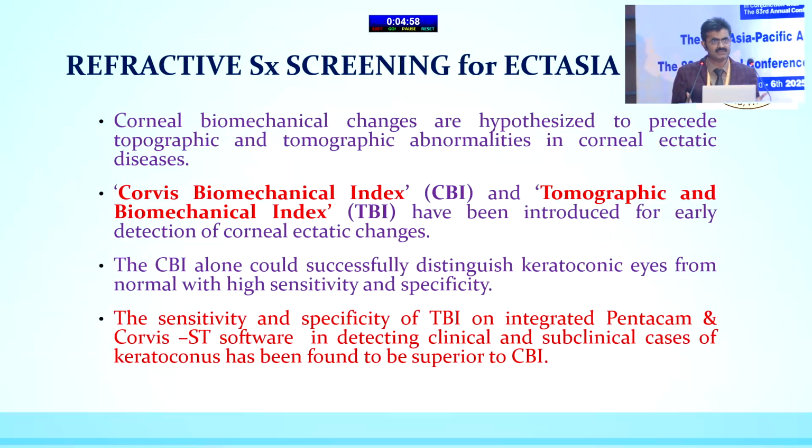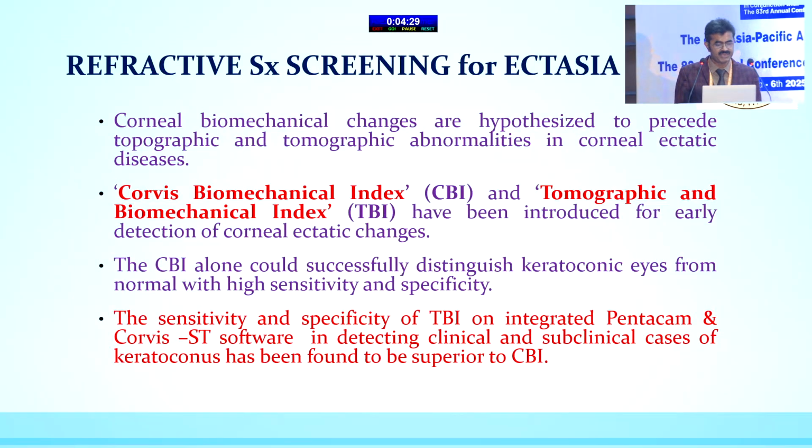So the third part, which I would say, is the creation of iatrogenic corneal ectasia, which is done by the refractive surgeons if a proper evaluation is not done. It's said that corneal biomechanical changes are hypothesized to precede the topographic and tomographic abnormalities. Now, two indices, Corvis biomechanical index and tomographic biomechanical index, have been introduced for early detection of corneal ectatic changes.